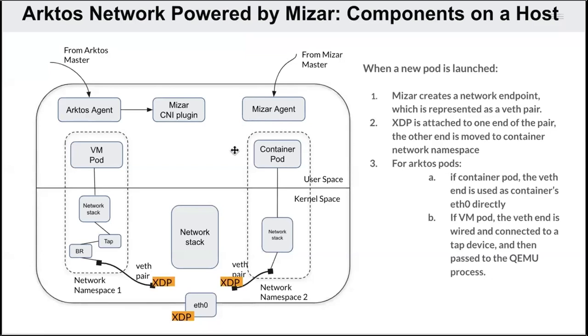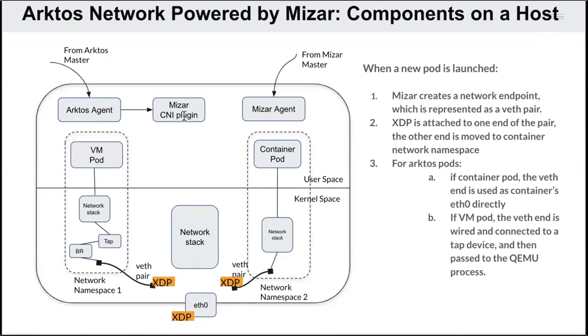First, when this host is initialized, this Mizar agent will attach the XDP program on the main network interface. This is to process any incoming packets. At that time, because we do not have any pods scheduled on the host yet, we do not have any per-pod network namespaces. So what happens when a pod is created?